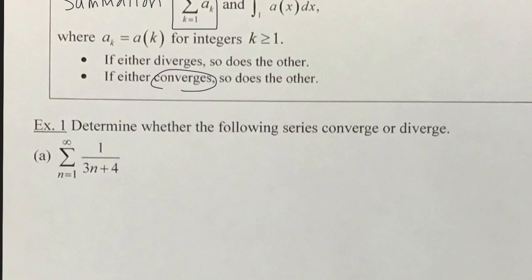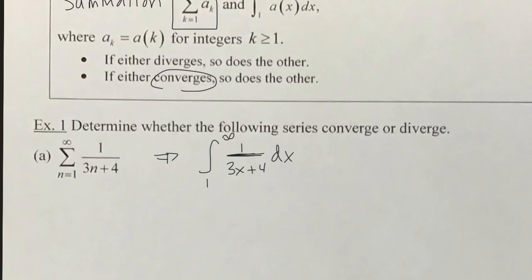So this is how we do this. We're going to compare this series to the integral from 1 to infinity of 1 over 3x plus 4 dx. Right? Our integral needs to have variable x in here because we're integrating with respect to x, dx, rather than n, which our series has. Okay? So if this integral diverges or converges, that means this series will also diverge or converge, right? Which is why we're using this test.